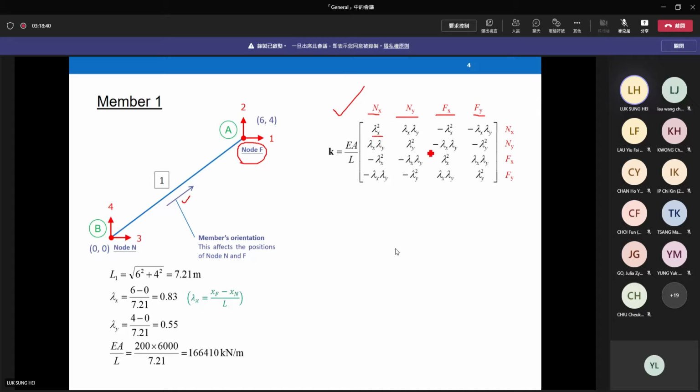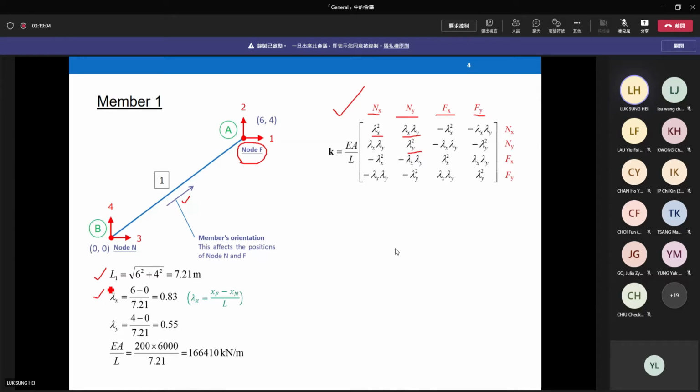What happens inside the matrix? Lambda x squared, lambda y squared, lambda x lambda y. To evaluate the matrix, you need to know these 3 patterns. So in the following part, I calculate them separately. The length L1: you have the 2 coordinates, and you can use this formula to find L1. It is 7.21 meters.